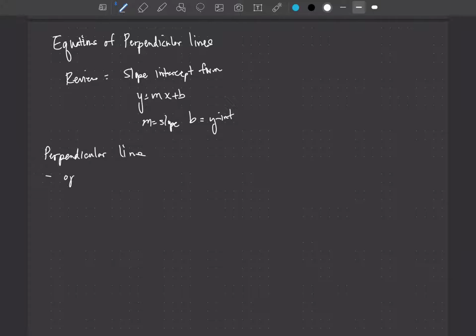So opposite signs, let's see this. Slopes are opposite signs and reciprocal. Opposite signs refers to the positive and negative, and reciprocal means that the denominator and numerator are flipped. So you can think of it as flipped.